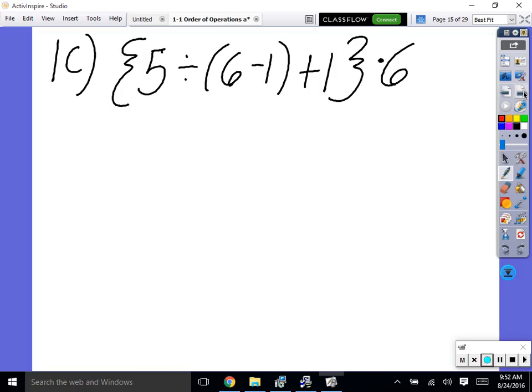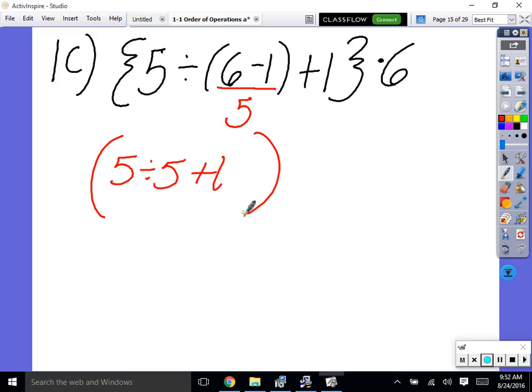We have these huge parentheses. So we're going to go through this one a little bit slower. So we have these huge parentheses, and then we have parentheses inside there. So we're going to go in and do parentheses inside the parentheses first. So that's going to be 5, right? Everybody? So now what comes first, division or addition? Division. So we're going to do 5 divided by 5 plus 1.